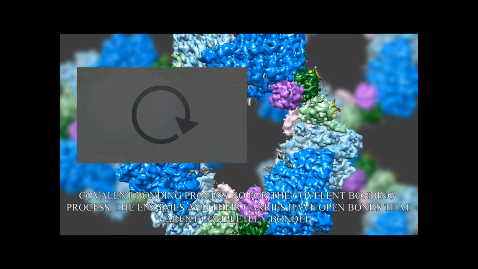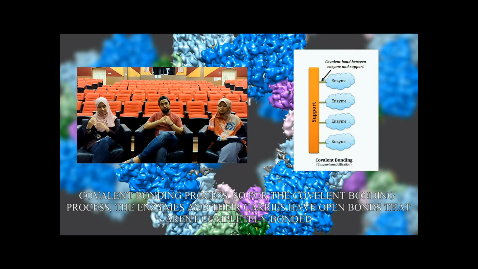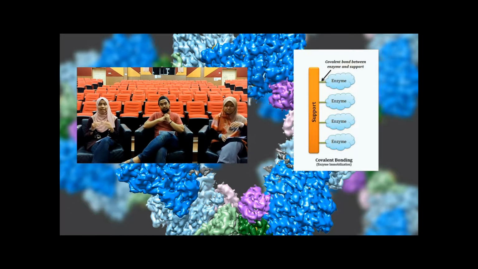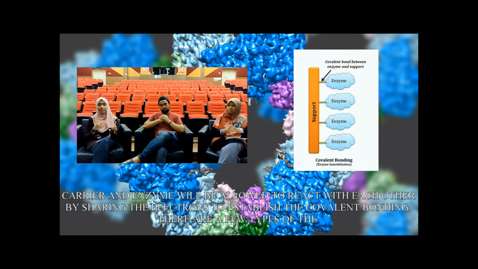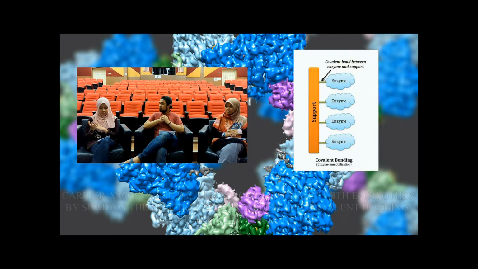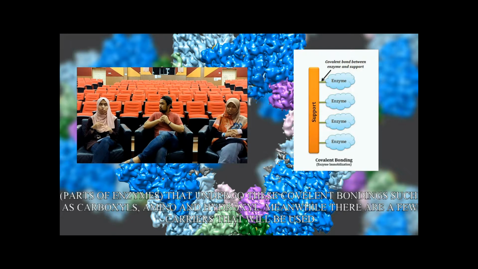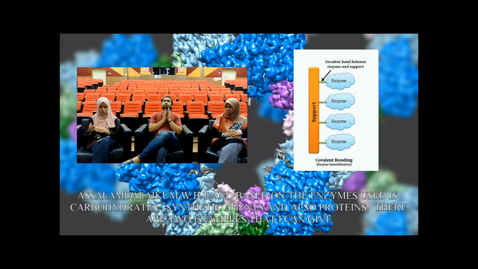For the covalent bonding process, the enzyme and the carriers have open compounds that aren't completely bonded. The carrier and enzyme are allowed to react with each other by sharing electrons to establish the covalent bond. There are a few types of enzyme groups that do this covalent bonding, such as carboxyl, amino, and hydroxyl. Meanwhile, there are a few carriers that can be used based on the enzyme, which are carbohydrates, synthetic agents, and also proteins.